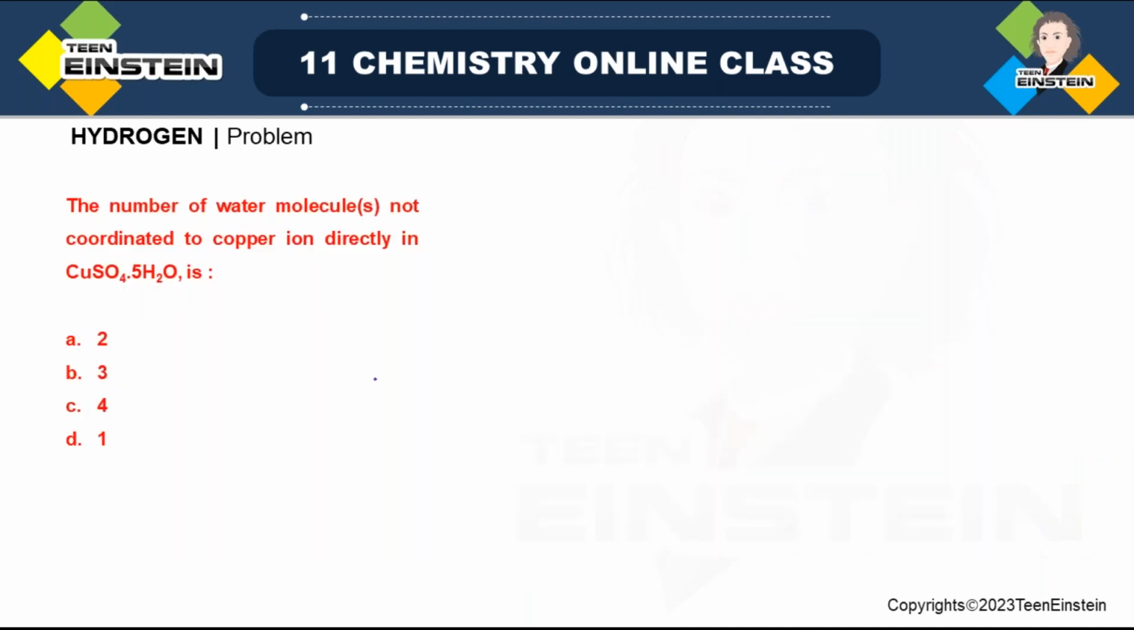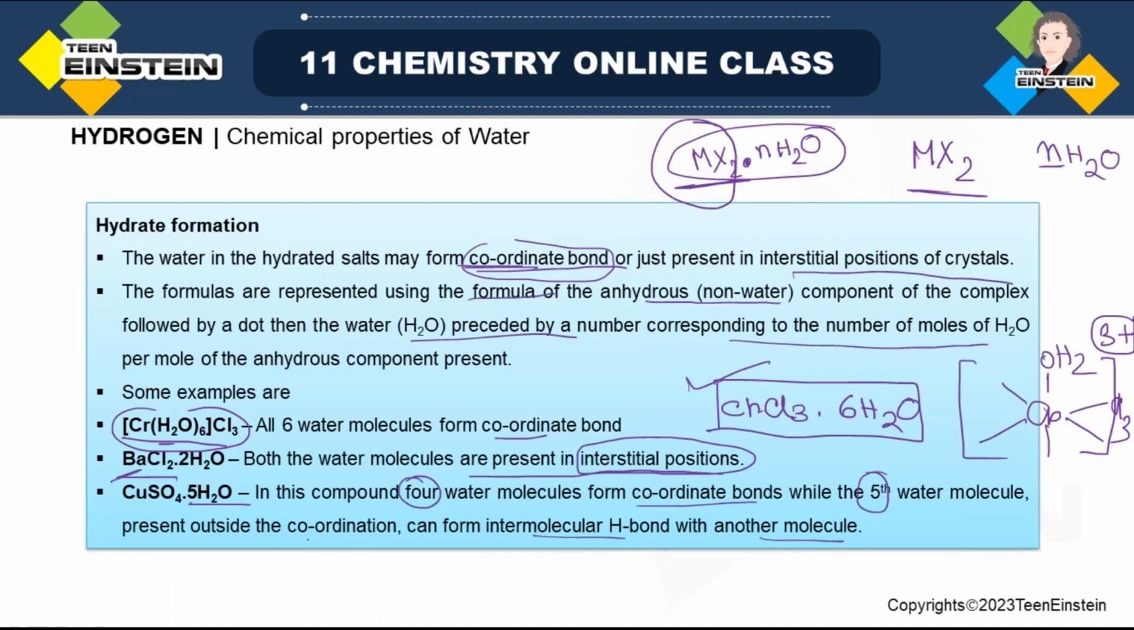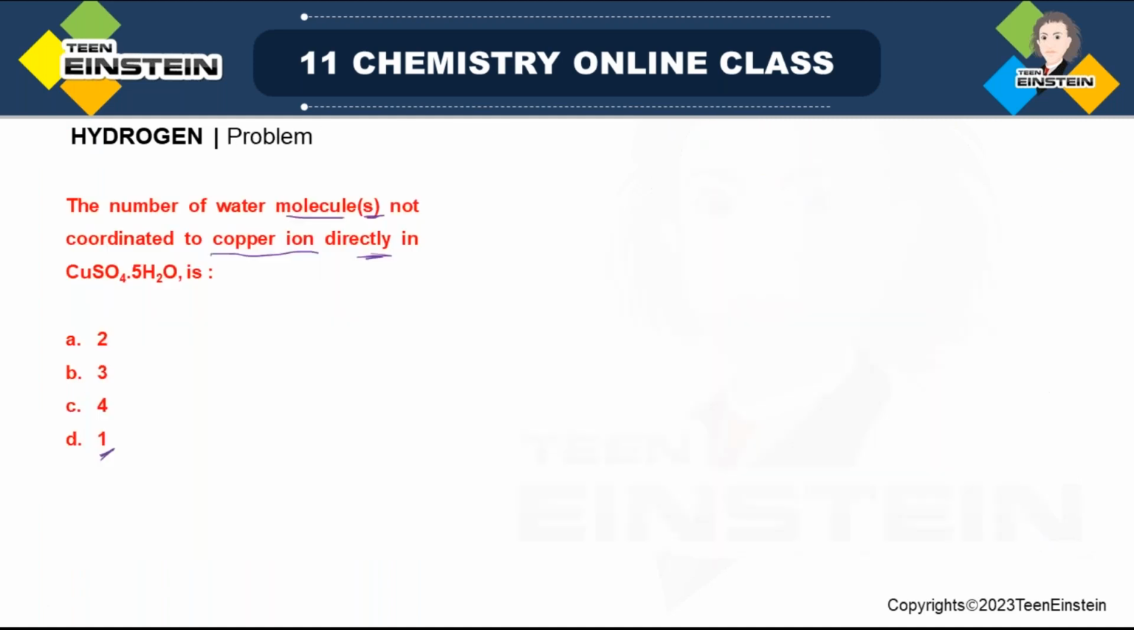So the question is: the number of water molecule or molecules. If you look at the options, if you choose option D, it will be molecule, but if you choose A, B or C, it will be molecules, more than one. The number of water molecule or molecules that are not coordinated to the copper ion directly in the CuSO4 5H2O molecule, that number we have to find. As we have seen in the previous slide, only 4 water molecules are forming coordinate bonds. That means one water molecule is not forming a coordinate bond.